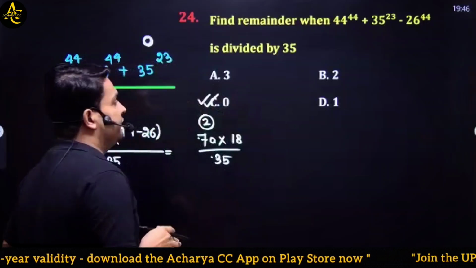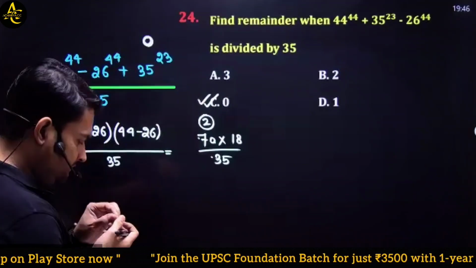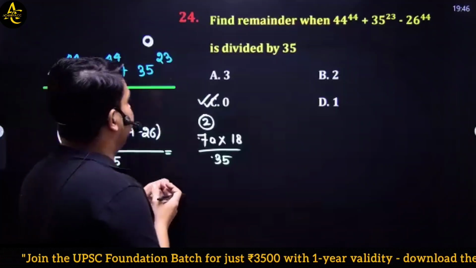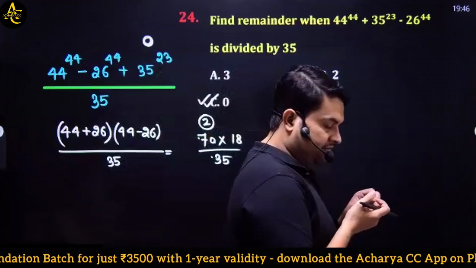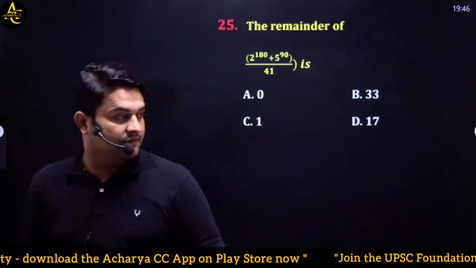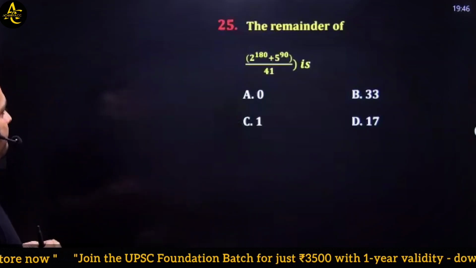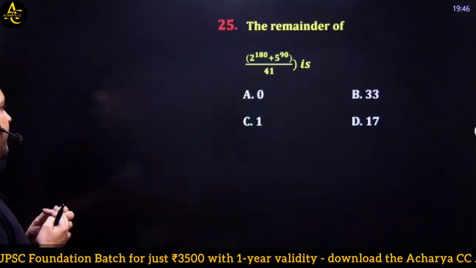Is it clear to all of you? Please tell, is this question clear to all of you? Reply fast. Okay, next. The remainder of 2 to the power 180 plus 5 to the power 90 upon 41.